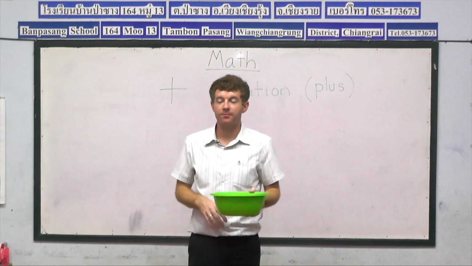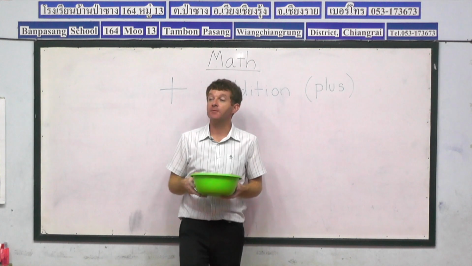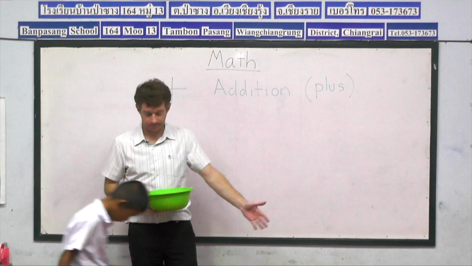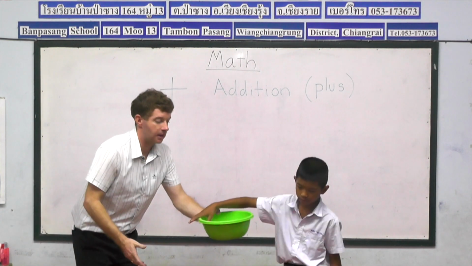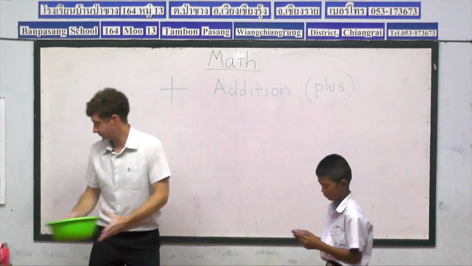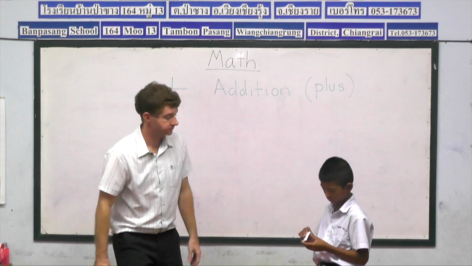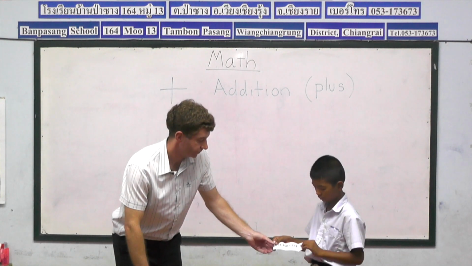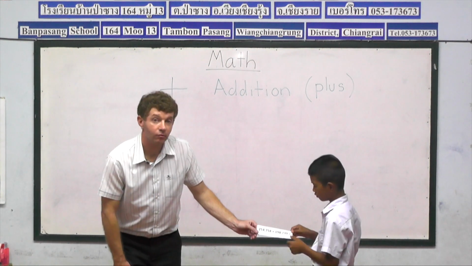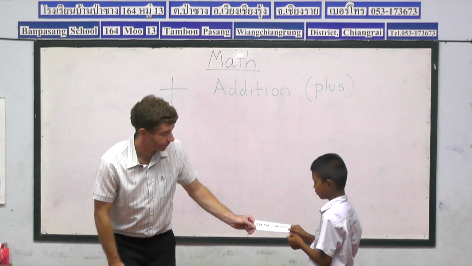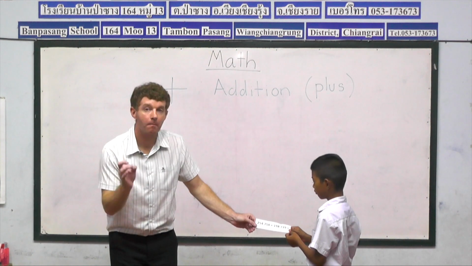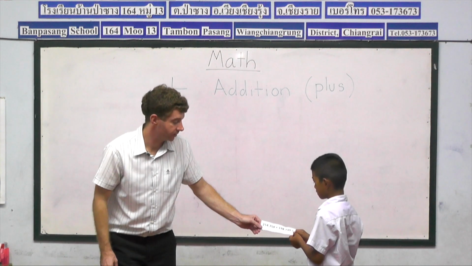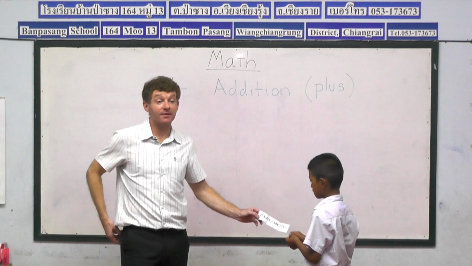I would like to invite Pat. Pat, come forward and choose your sum, please. You can stand here for me. Okay, so now it's Pat's turn to choose his sum. Excellent, Pat. And you can show it to your friends. 198,739. Excellent, guys. Very well read.